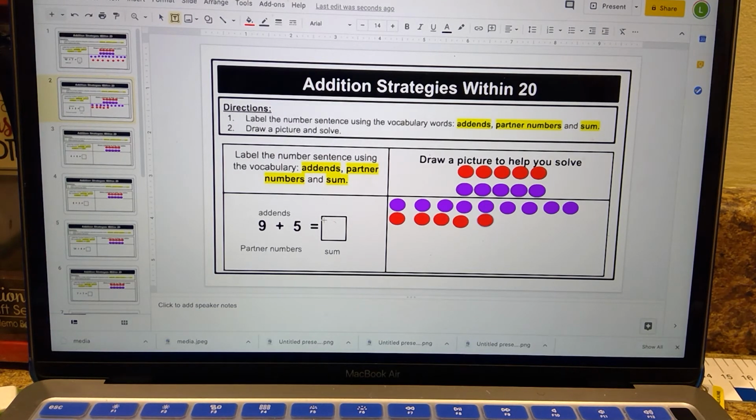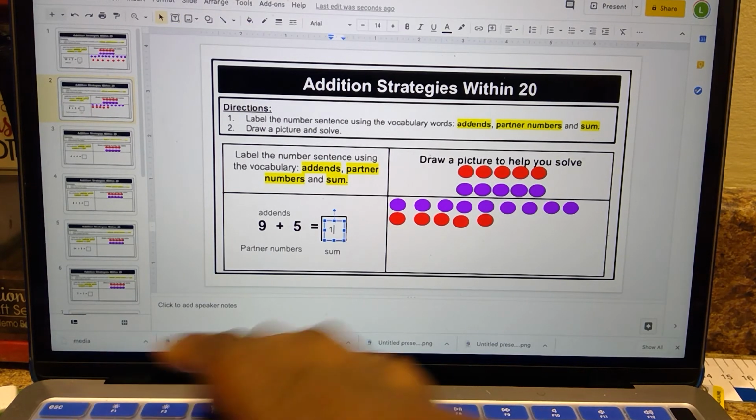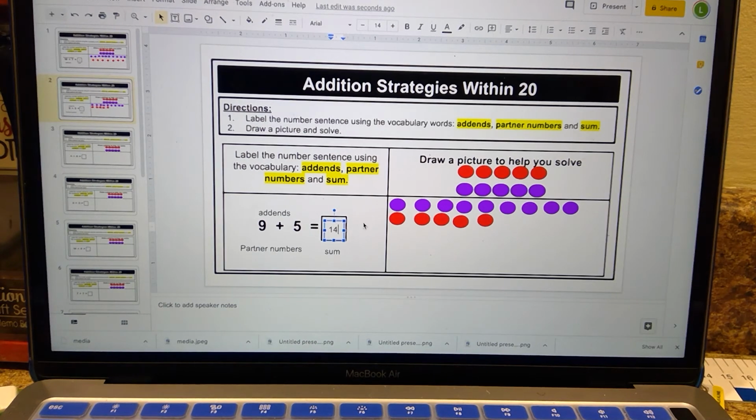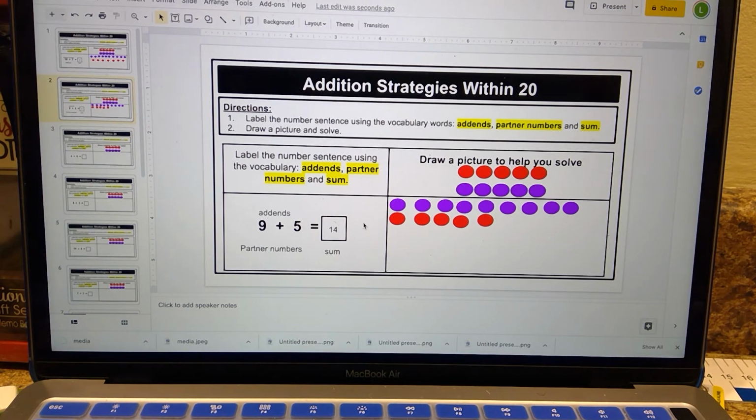So I'm going to come over, draw my text box, and enter my answer. And problem number 2, it's done. We have the labels added in, partner numbers, and sum. We also showed our final answer. And then we came over here and modeled and showed everybody what 9 plus 5 put together equals. All right? Let's do another one.